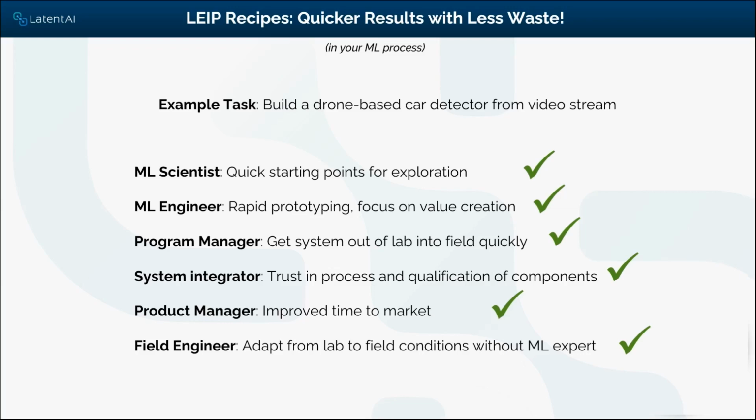As an ML engineer, you'll get rapid prototyping, allowing you to focus your engineering effort on value creation instead of fudging engineering details. As a program manager, you'll be able to get your systems from feasibility in the lab into your product much quicker. As a system integrator, you'll have better trust and oversight over integration and component qualification during the product lifecycle. As a product manager, you'll be able to improve your time to market. Finally, as a field engineer, you can get powerful but guardrailed templates to adapt a model from the lab into the field.